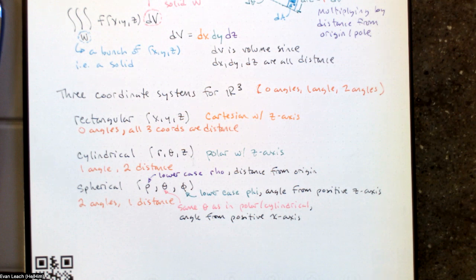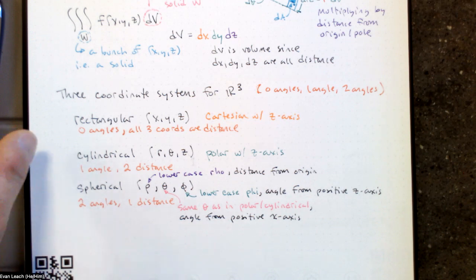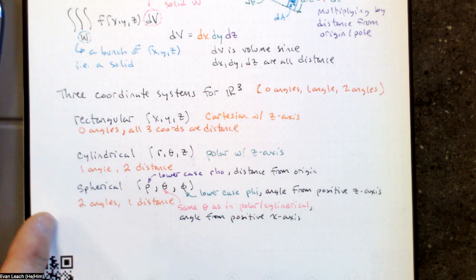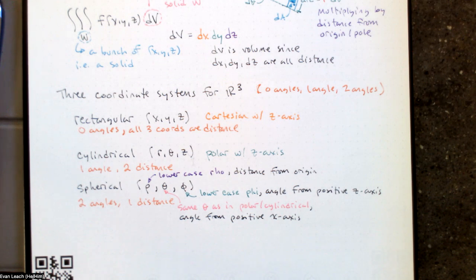I've tried to think about better words to describe these coordinates other than using the default x, y, and z, but I think it's best to just think of spherical as starting by translating from x, y, and z, because x, y, and z are very common. So we start with zero angles and three distances, go to one angle and two distances, then go to two angles and one distance. We can't go any further because that would be three angles and no distance, and that doesn't describe any particular location. Something needs to be distance.